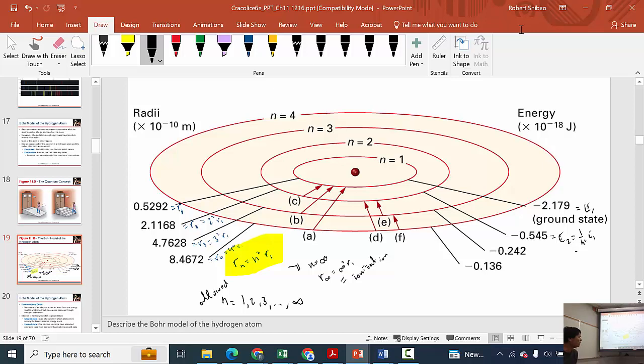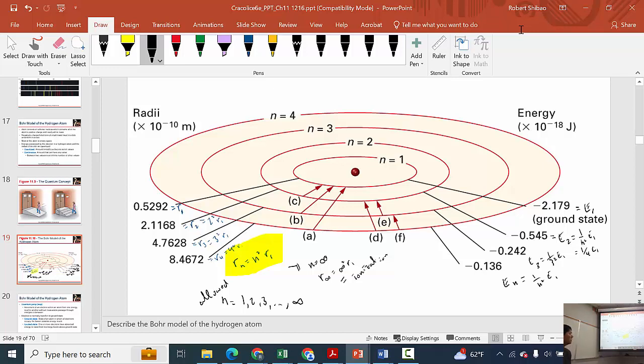And so this would be 1/4 E1, or 1 over 2 squared E1. This would be E3, which would be 1 over 3 squared E1, etc. And so the mathematical pattern for this is E sub n, the energy at the nth step, is equal to 1 over n squared E1.